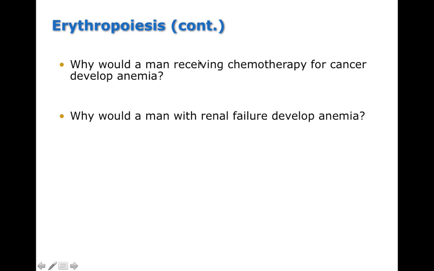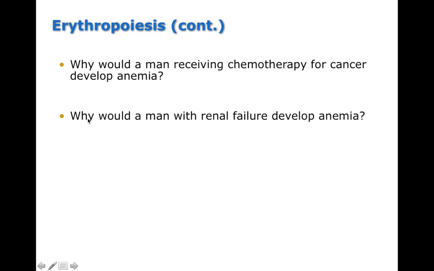So the question here, though, is why would a man receiving chemotherapy for cancer develop anemia? Well, would that be relative or absolute anemia? Well, remember, chemotherapeutic drugs target cells that divide a lot. So it's also going to affect your bone marrow. And because red blood cells have to be replenished pretty frequently, they come from cells that are pretty consistently dividing. So chemotherapeutic agents have effects on red blood cell numbers, and that would be absolute anemia, which is going to be due to the chemotherapeutic agent preventing the production of red blood cell growth.